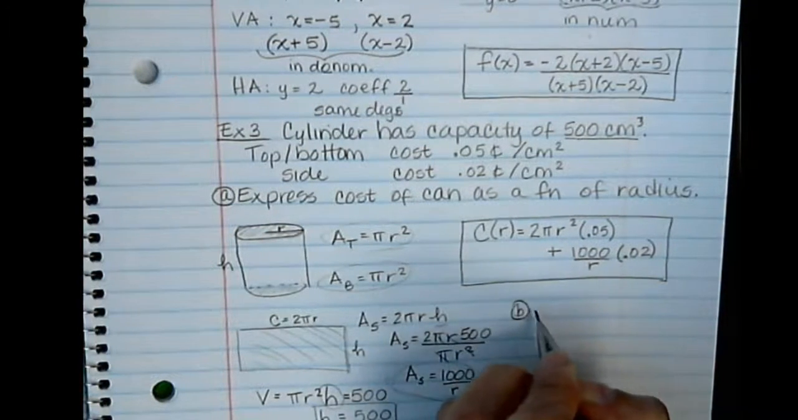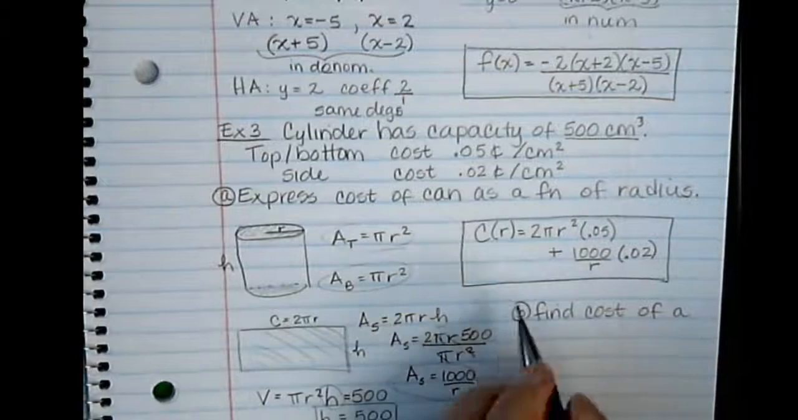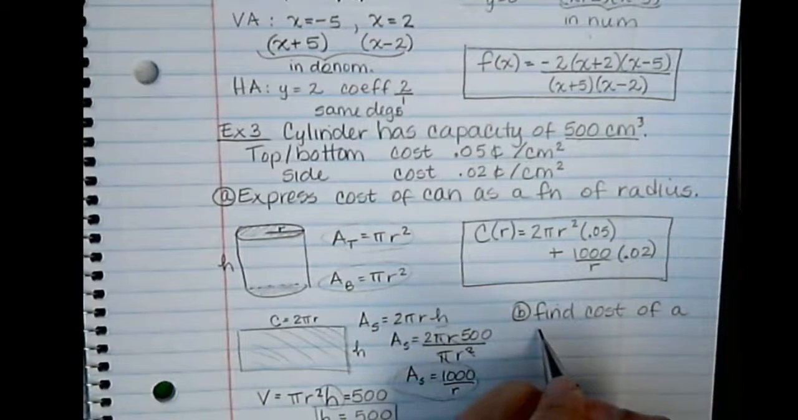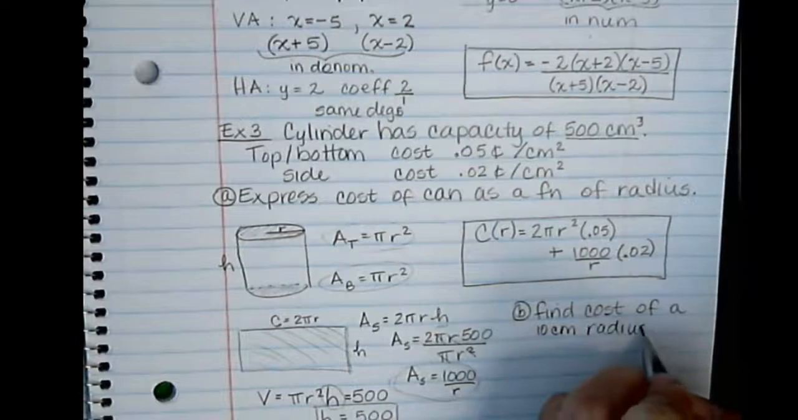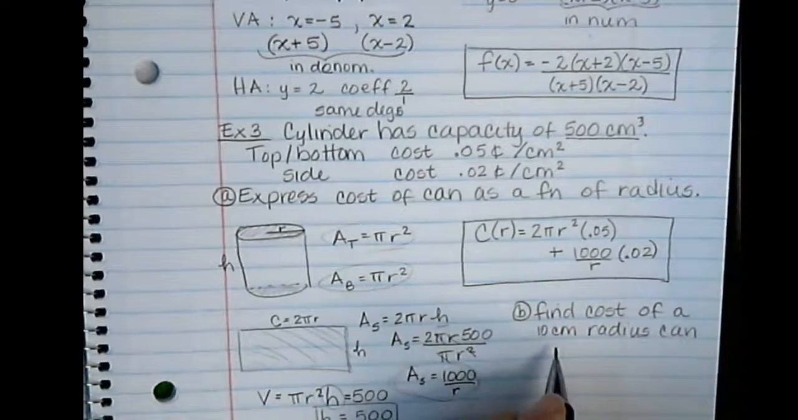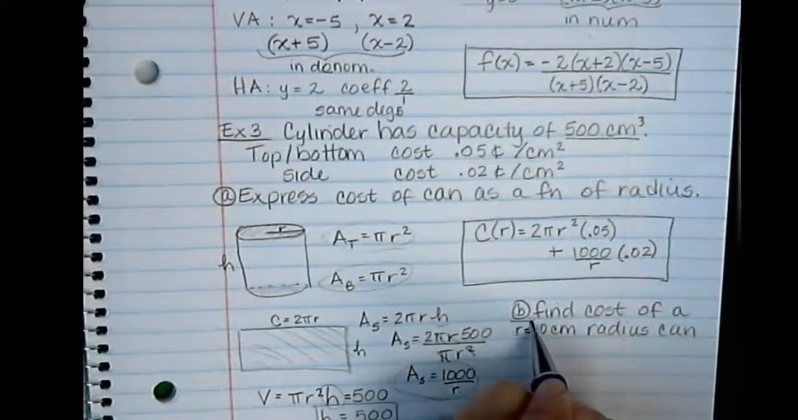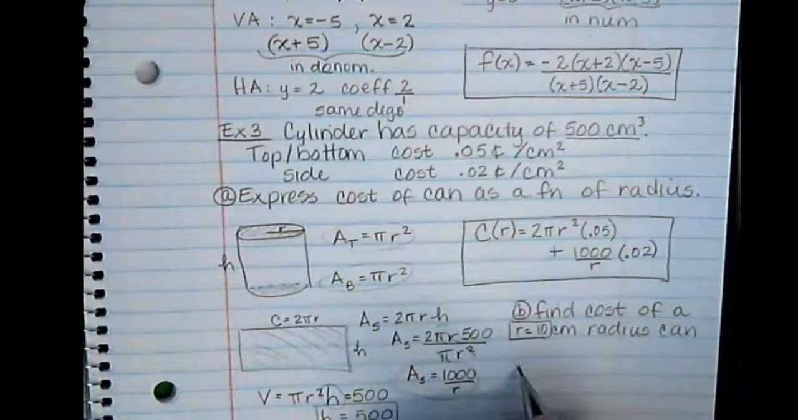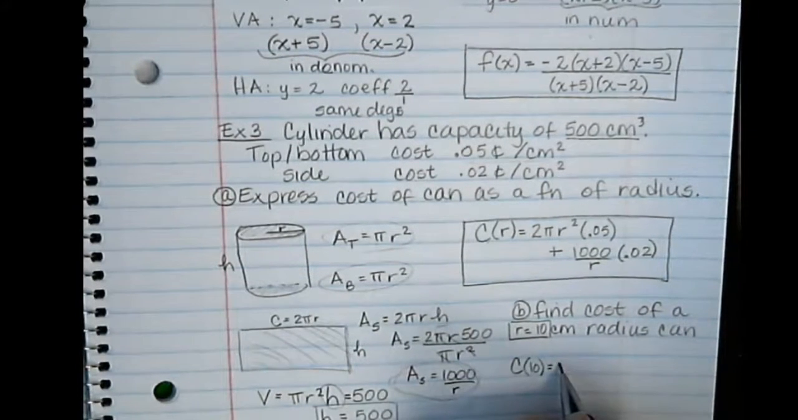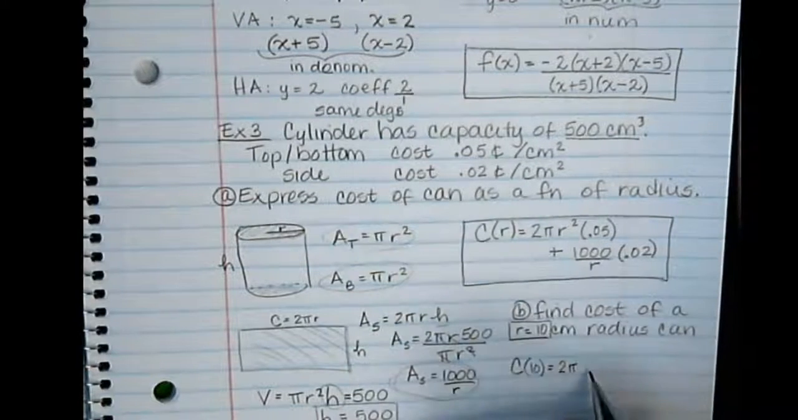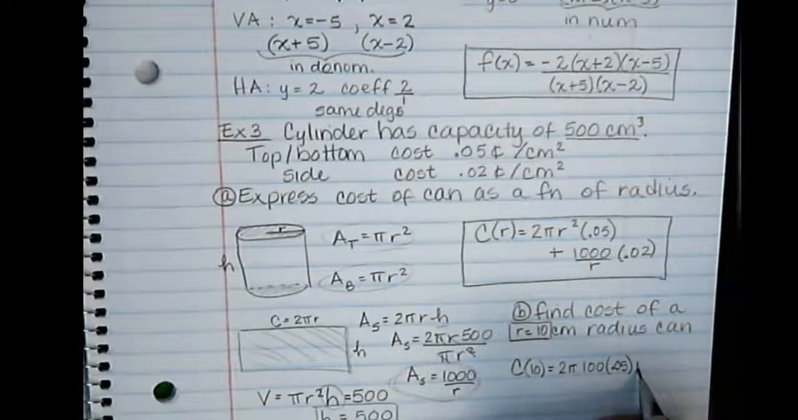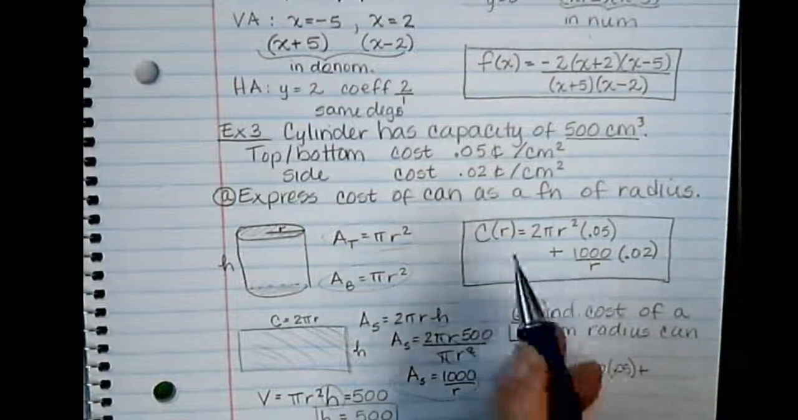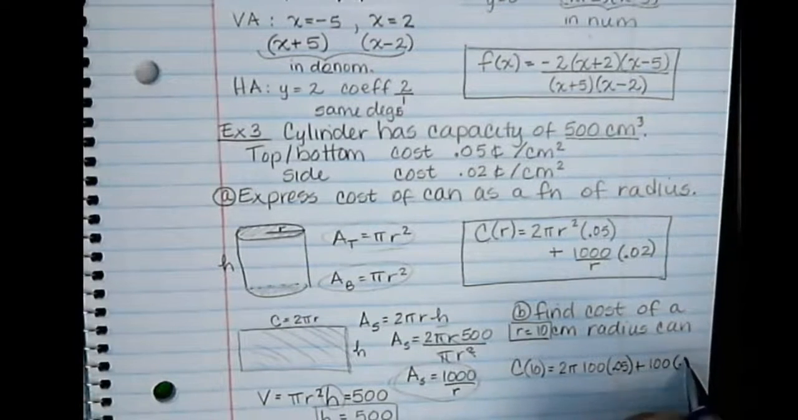Part B is find the cost of, and let's just pick a number, a 10 centimeter radius can. So that just means I'm going to let r equal 10 and plug it in here. So the cost, if the radius is 10, is 2 pi r squared, which is 100, times 0.05, plus 1,000 divided by 10, that becomes 100, times 0.02.